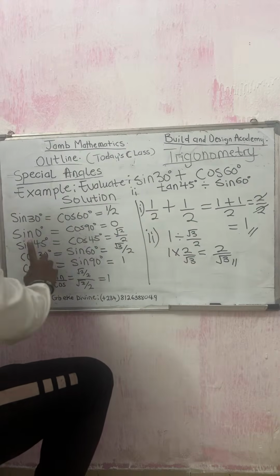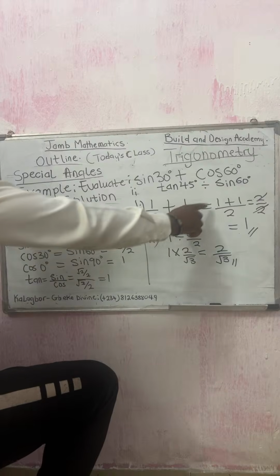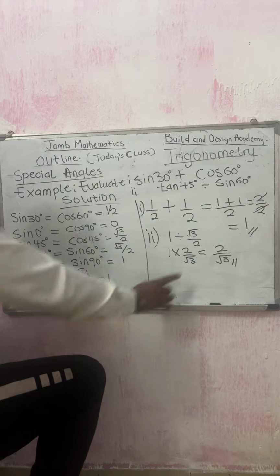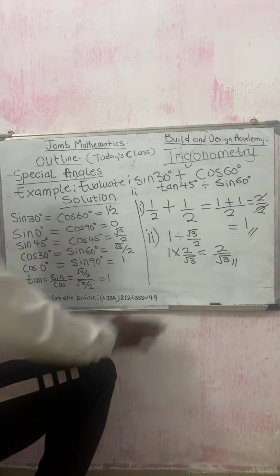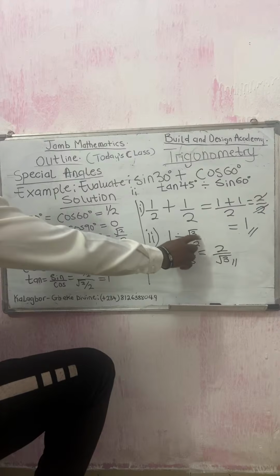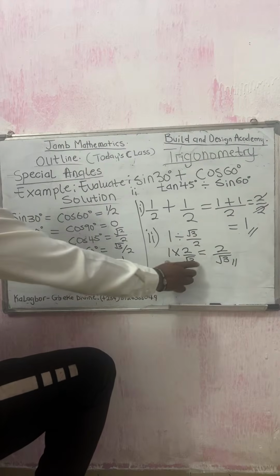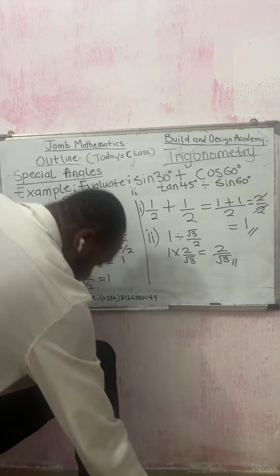Tan 45, look at the table. What do we have as tan 45? We have it as 1. Sine 60, look at the table, we have it as root 3 over 2. And they say we should divide it. So dividing it, 1 divided by root 3 over 2 will now give us 2 over root 3.